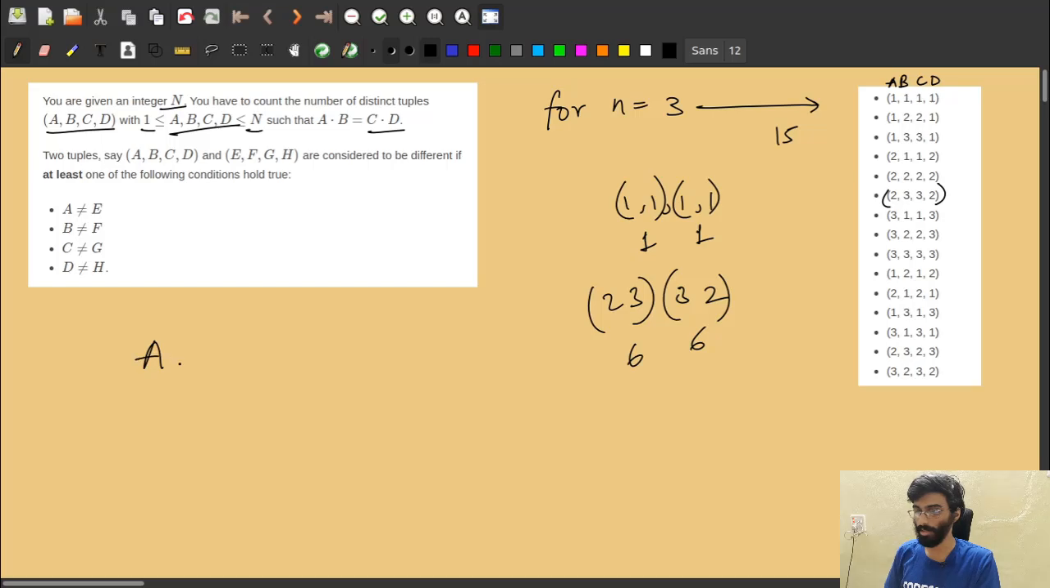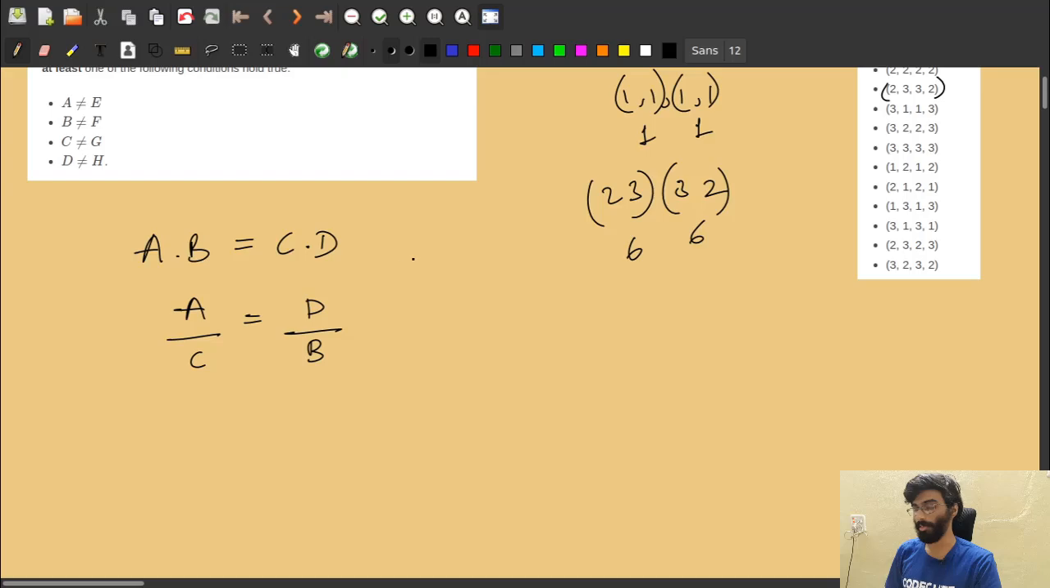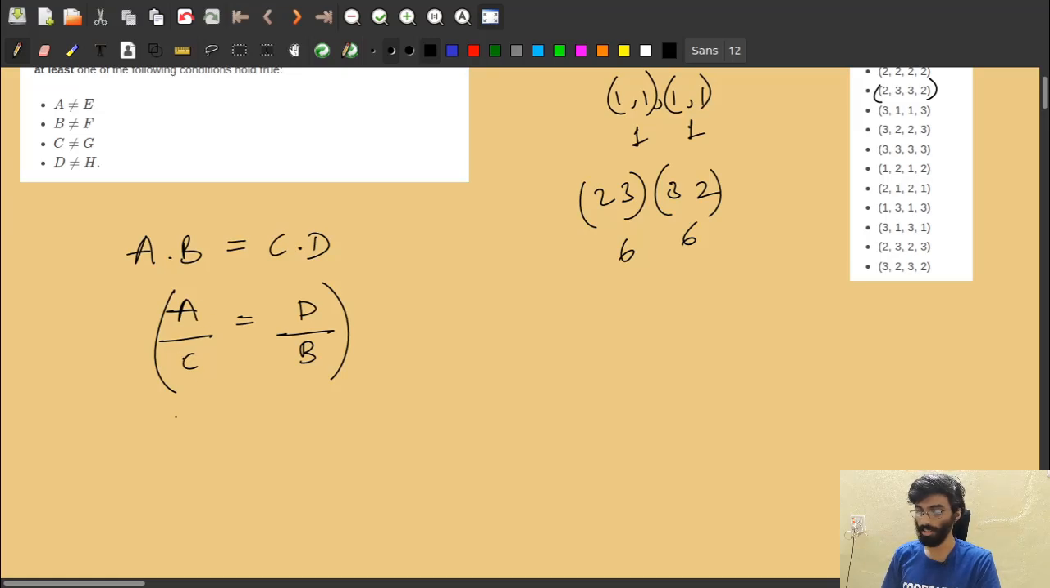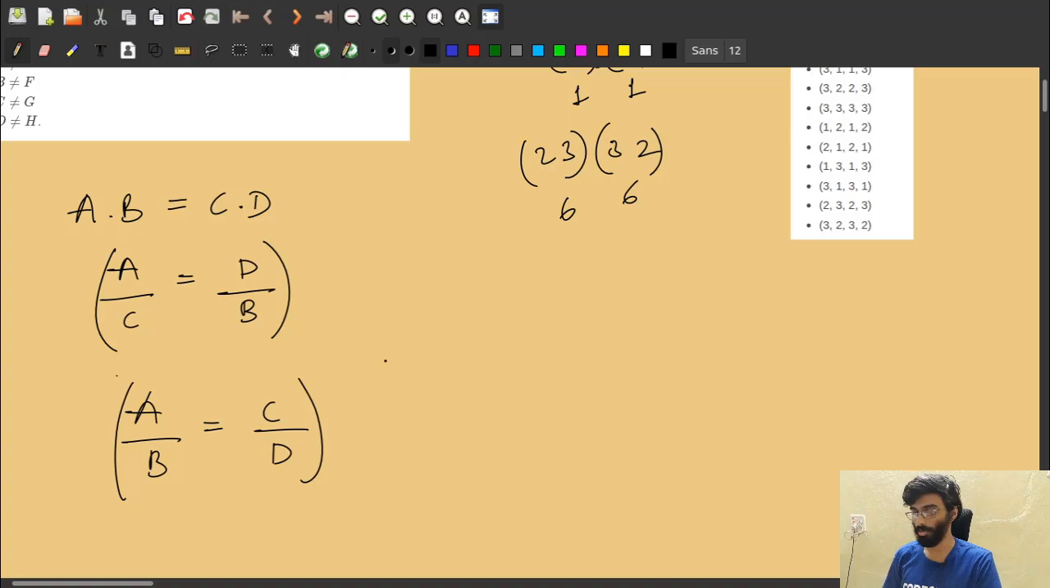That means we have to find a times b equals c times d. So we can rearrange this equation as a divided by c equals d divided by b. Hence we have to find the numbers which follow this equation: a divided by c equals d divided by b. And for proper naming convention, we can write a/b equals c/d. Those are just naming conventions I am using here. Now we have to find the number of tuples following this.